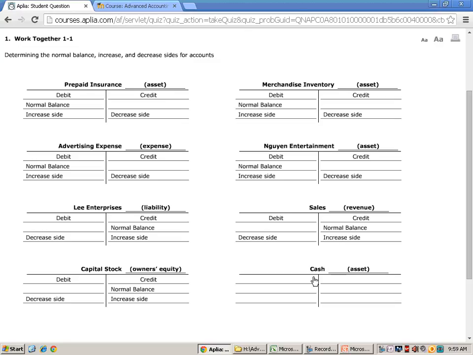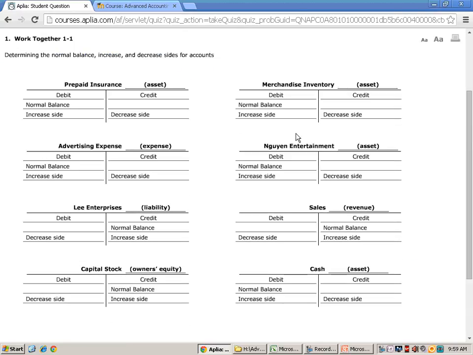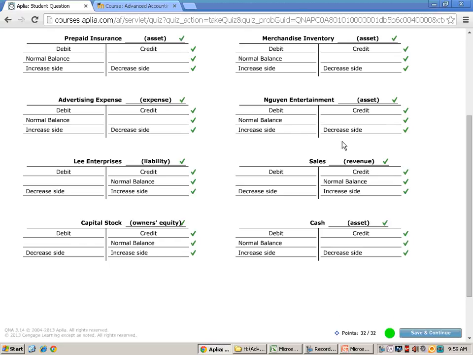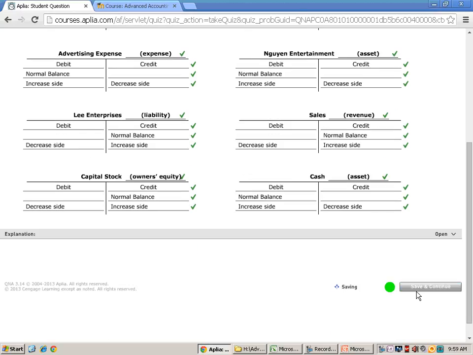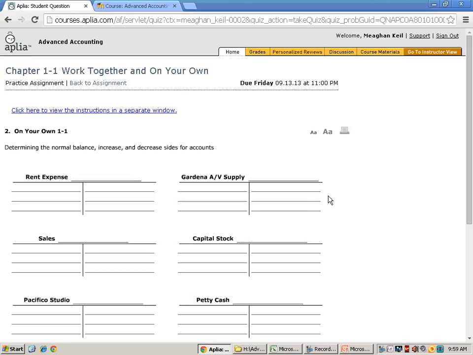Cash is an asset. We always have debit, credit. So our normal balance for an asset is your debit side, increase, and decrease. All right. So I'm going to have this as practice for you right now. Once you're done, I want you to hit check answer. And we got 100. So then I'm going to have you save and continue, and you're going to do 1-1 on your own, which will be graded. If you have any questions, make sure to put it in Moodle or put it to the forums, and I will be back to you, or one of your classmates can help you out.